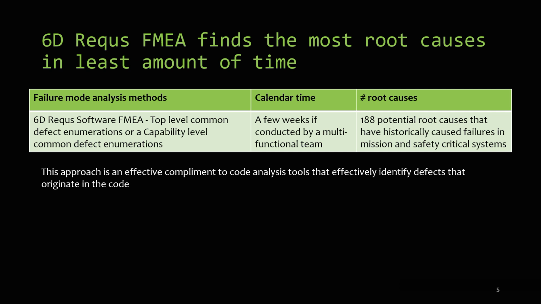Now, how effective is it? Well, the good part is this approach, when conducted by a multifunctional team, can be done in as little as a few weeks. And in that short period of time, the group can analyze up to 188 potential root causes that have historically caused failures in mission and safety critical systems. When you combine this approach with the code analysis tools, you have two highly effective means to identify root causes in software that cause safety and mission critical hazards.